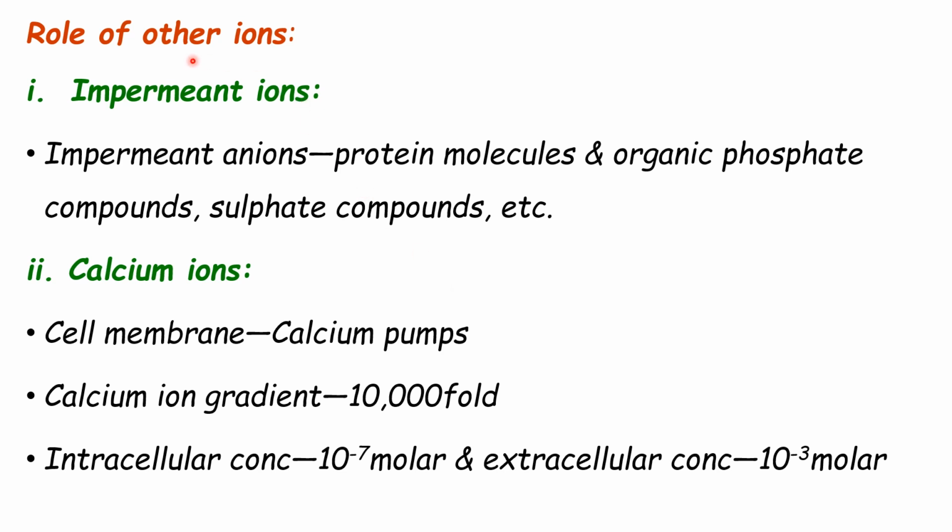So what is the role of other ions? The other ions do not play major roles, but there are impermeant ions, such as protein molecules, organic phosphate compounds, and sulfate compounds, because we know that they are predominant in the intracellular environment.